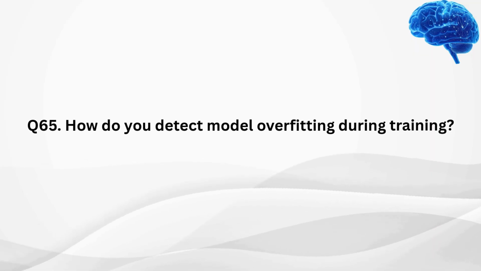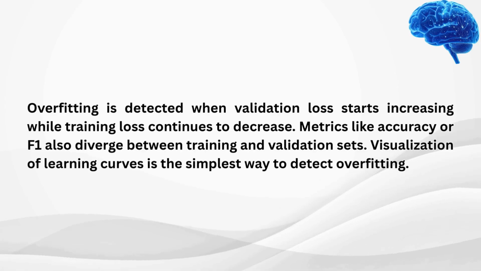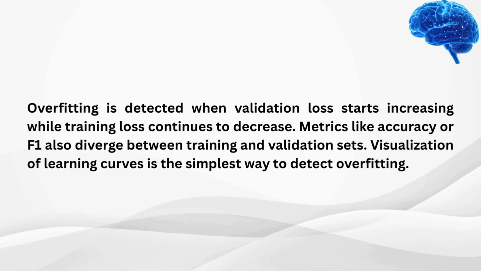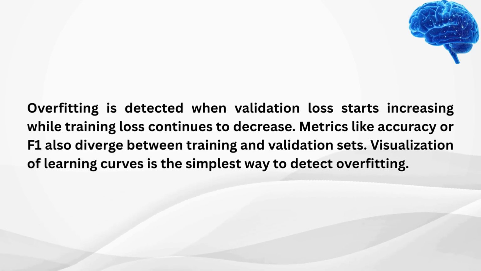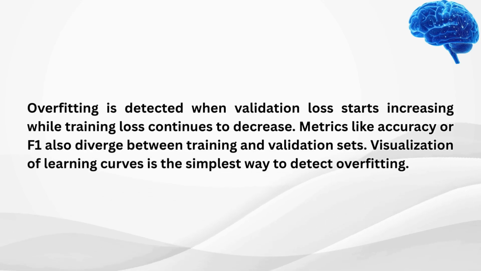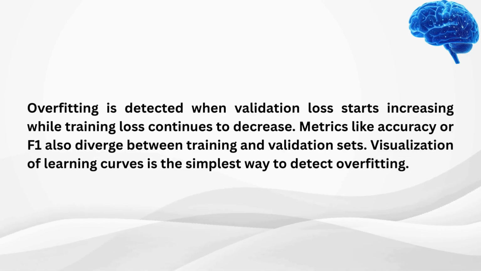How do you detect model overfitting during training? Overfitting is detected when validation loss starts increasing while training loss continues to decrease. Metrics like accuracy or F1 also diverge between training and validation sets. Visualization of learning curves is the simplest way to detect overfitting.